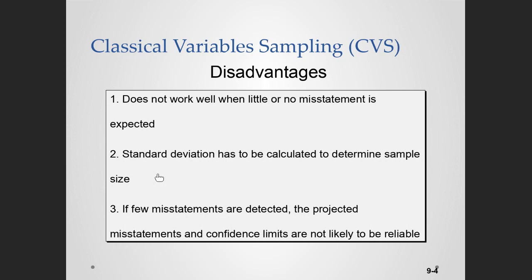So here, and I'm going to show you the calculations in just a few minutes, there is an extra step of calculating the standard deviation, and we will go through that, which you don't have to do in monetary unit sampling. And the third disadvantage is if few misstatements are detected, the projected misstatements and confidence limits are not likely to be reliable. Meaning, let's say you start the audit and you think that there would be a lot of misstatements, and you finish the audit and you do not find a lot of misstatements, and then you complete the calculations in the process, the calculations are not likely to be reliable because the calculations depend on a large number of misstatements to be found. Okay?